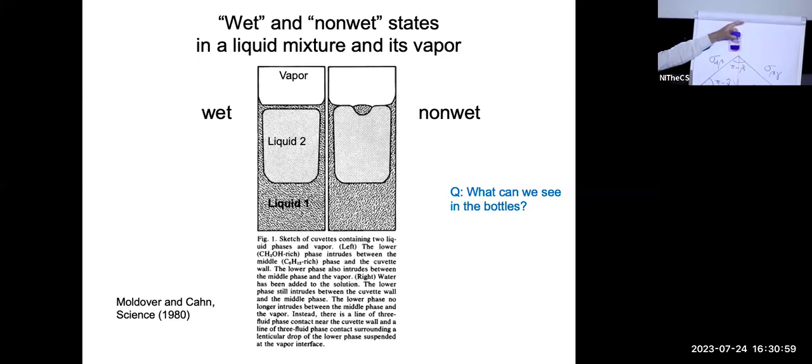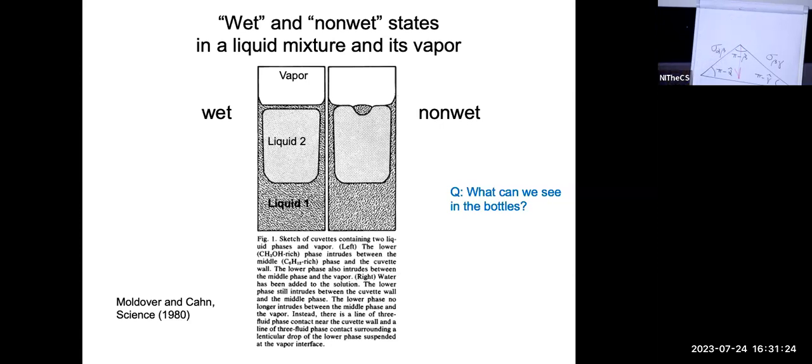So this drop is a drop of the heavier methanol-rich phase that contains a dye. And it clearly has an articulate contact angle with the upper interface. Who can see that? Now everybody can see it. And this is a state which is the non-wet state.